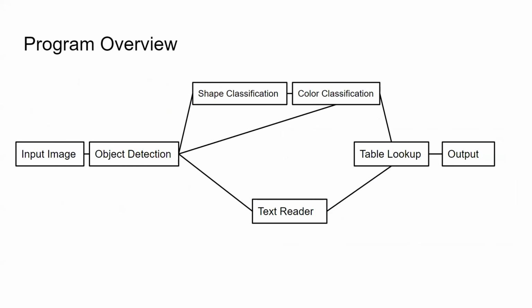So the model diagram looks something like this. You would give it an input image. It would detect the pills. It'll crop the image down to just the pill, and then that will be handed off to a shape classification model, a color classification model, and a text reading model. And then the outputs from those 3 will then be used to look up the data in a table and give you an output pill.